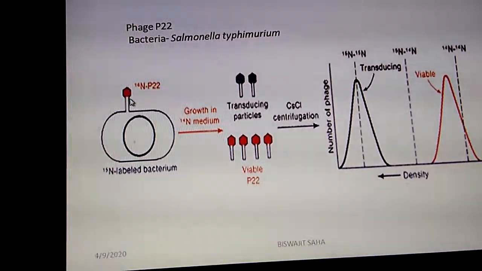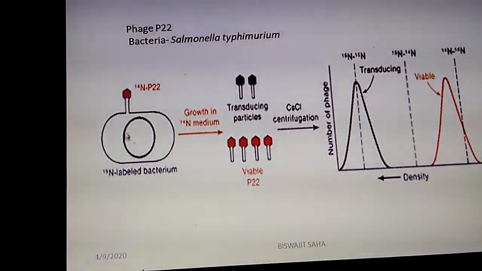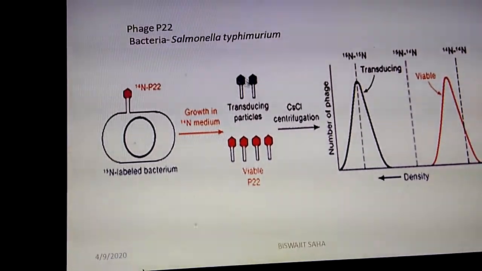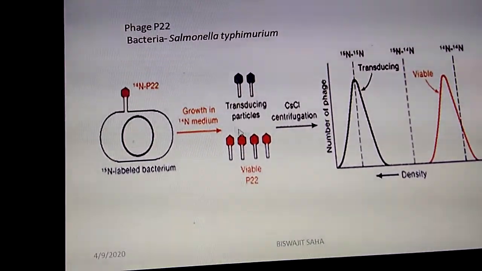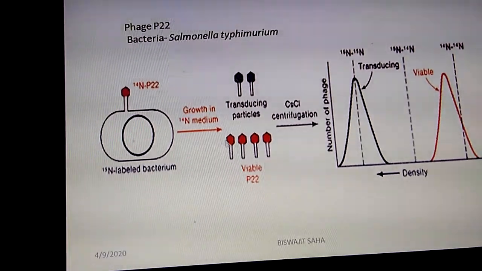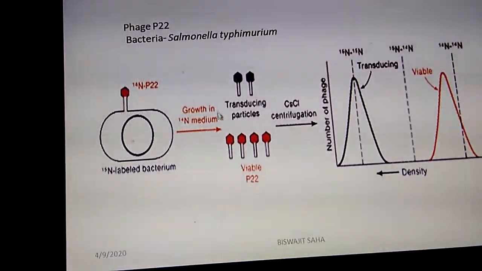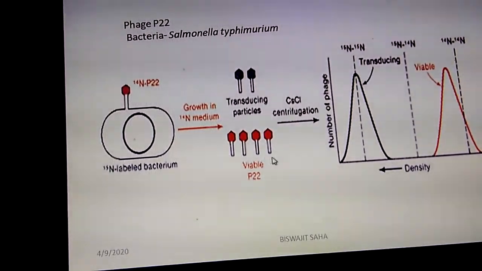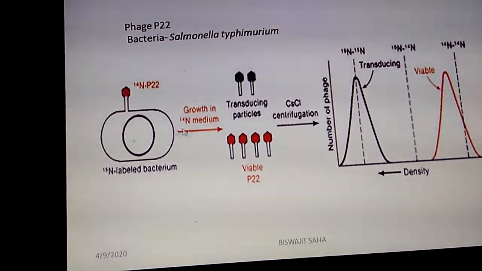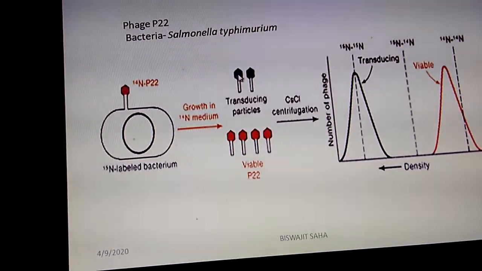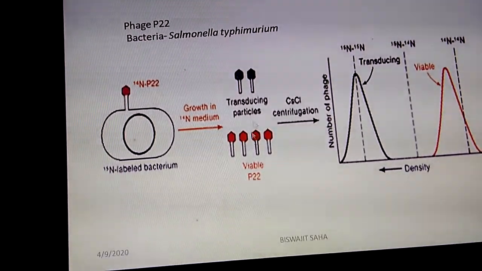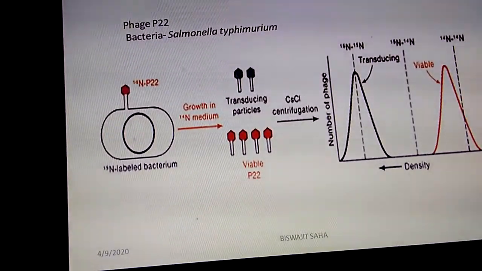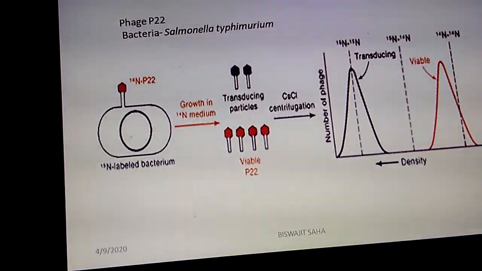So if a phage mistakenly takes up the N15-labeled DNA, then the phage is a transducing particle. The transducing particle must be labeled with N15, while the viable phage will be labeled with N14, because the initial phage was labeled with N14 and grew in N14 medium. So all the progeny viable phages will be N14; only the transducing particle will be N15. We can separate the viable phage and transducing particle by cesium chloride density gradient ultracentrifugation, which separates particles by density.